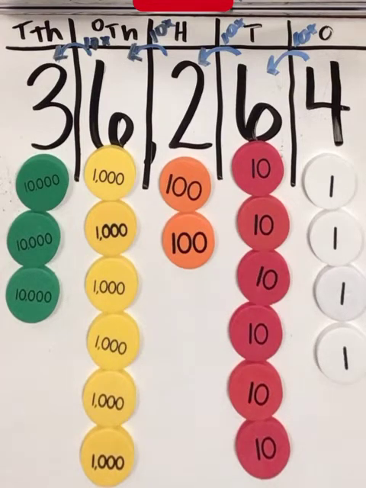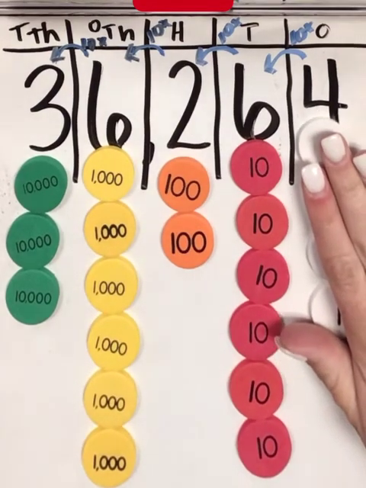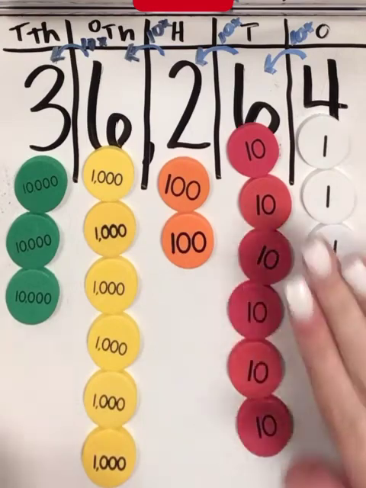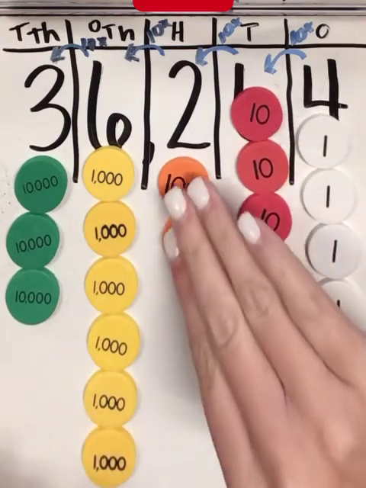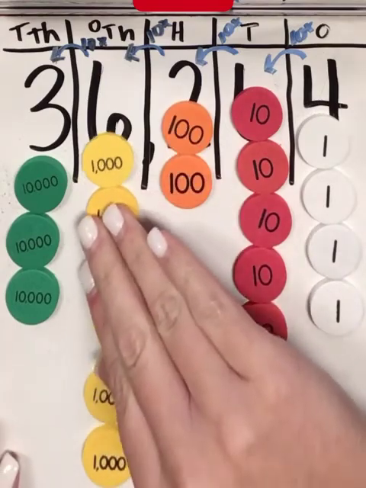So with expanded notation, we are going to do the digit times the value. Okay, so we talked about it in the video before. So let's look at this. I'm going to scoot these up so I have room to write down here at the bottom.